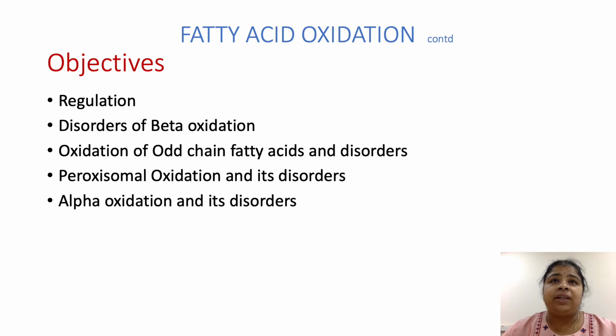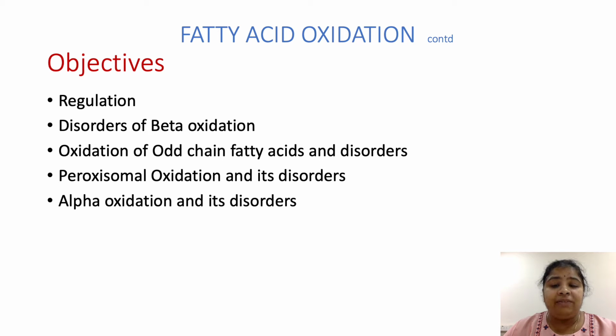Then we looked at the three stages of beta oxidation, that is activation, transport of fatty acids into the mitochondria, and then beta oxidation proper. Apart from beta oxidation of saturated fatty acids, we also looked at beta oxidation of unsaturated fatty acids and polyunsaturated fatty acids. Then we also discussed the energetics, that is how much ATP is produced by beta oxidation.